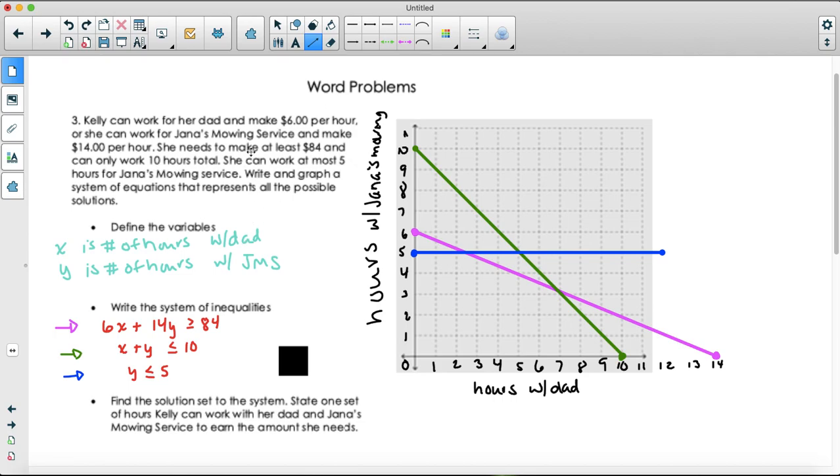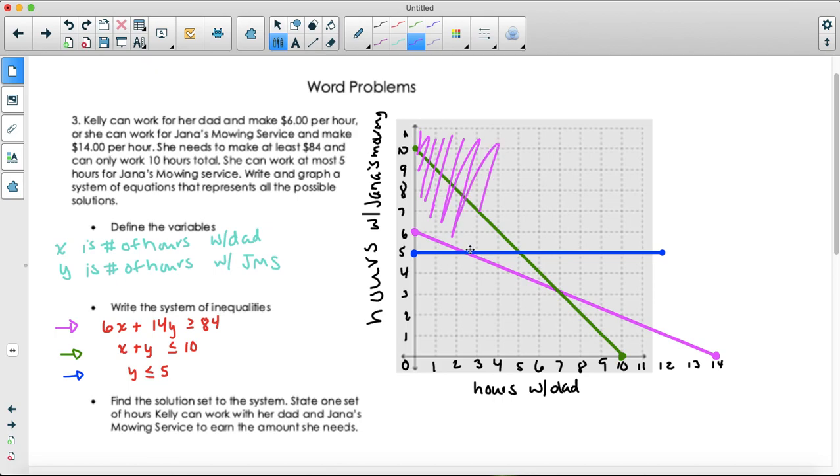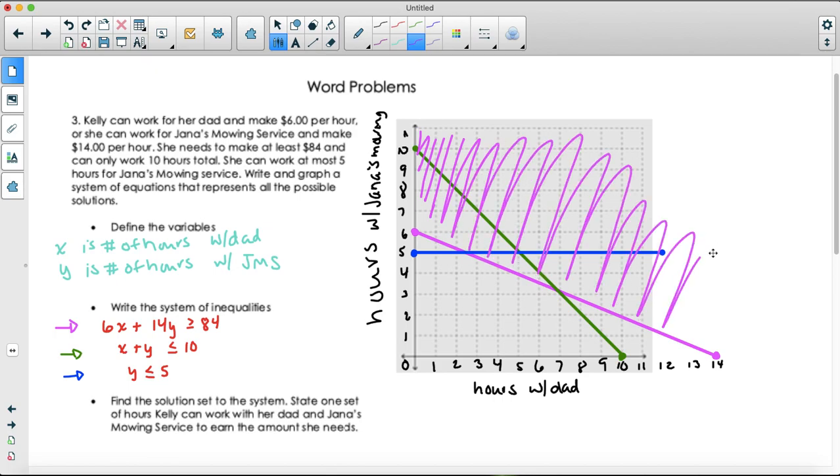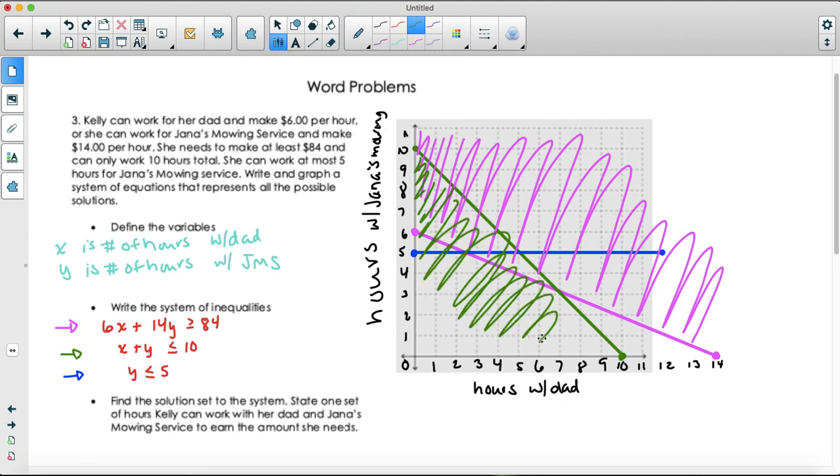So now we have to shade. So if we shade this in, the pink wants to be greater than the $84. So that's going to be everything above the pink. For the green, we need to have it less than 10. So that's going to be everything below the green. Then for the blue, it needs to be everything less than the blue. So smaller than the blue.